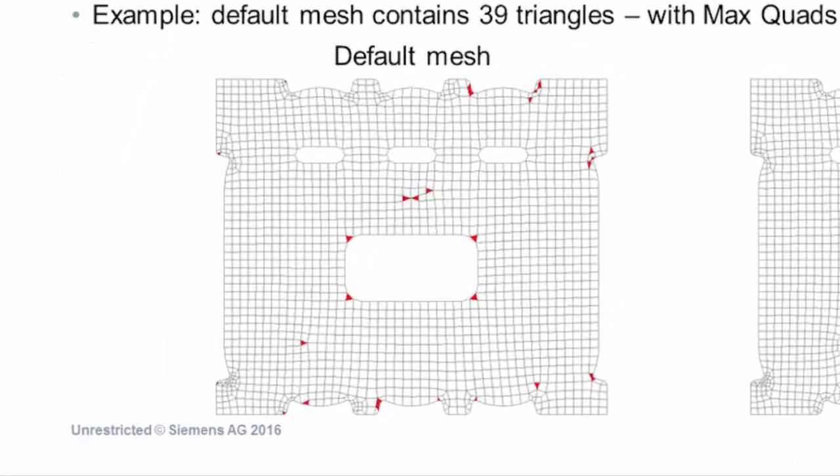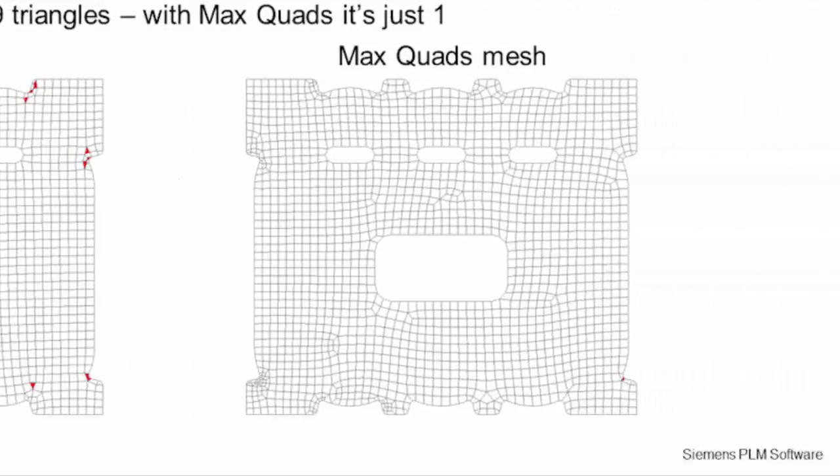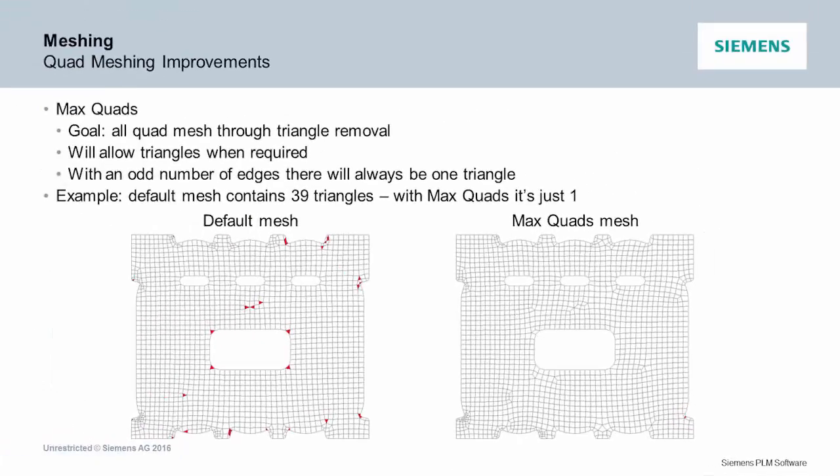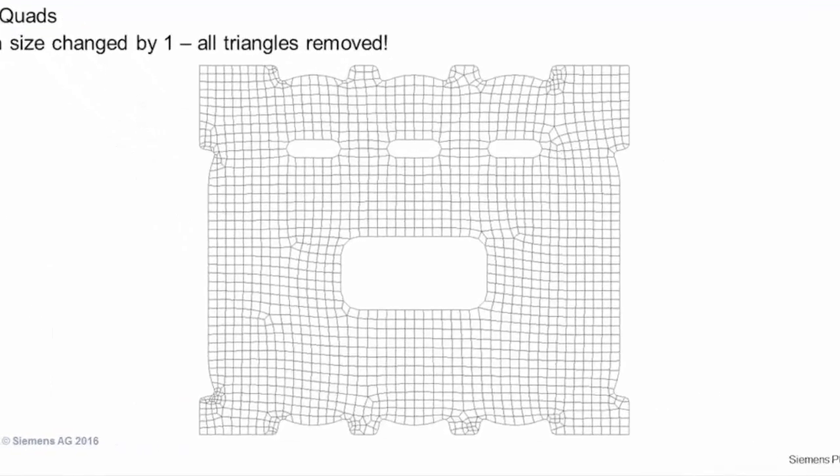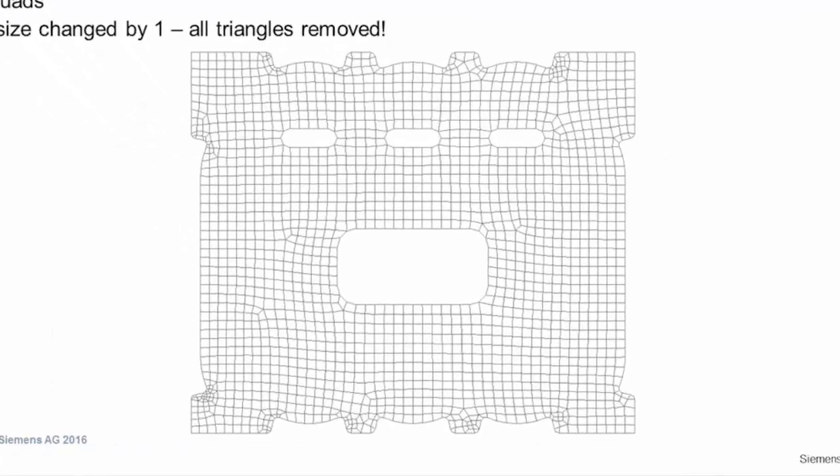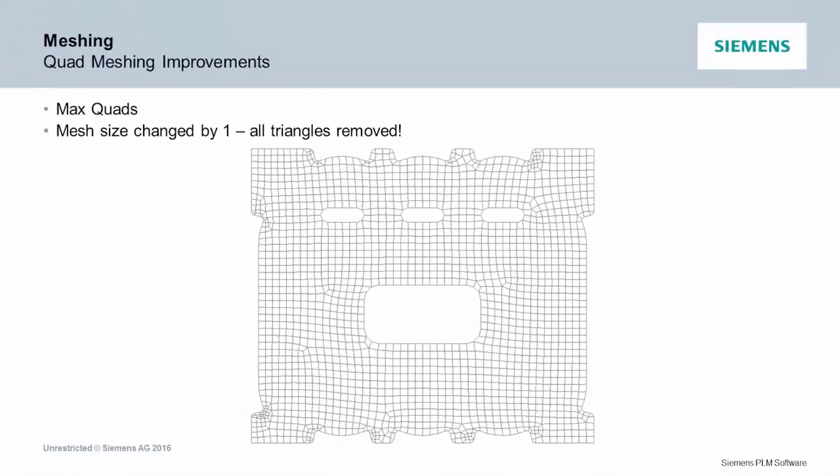So here's the default mesh, and if you don't turn on the max quads, this is what you still get. You turn on the max quads, it just takes those triangles out, and since there's an odd number on the periphery here, you have to have at least one triangle. But if you change that to one mesh size, you can get an all quad mesh. So if you want an all quad mesh now, you can get one.